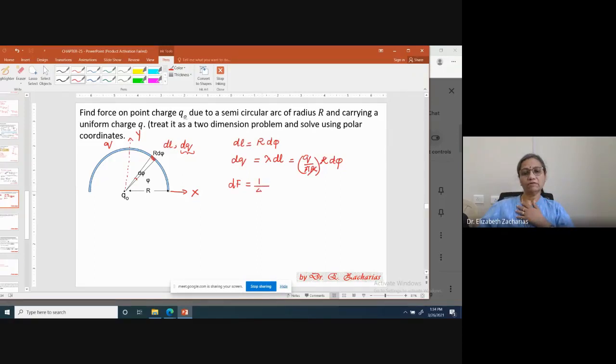1 by 4 pi epsilon naught, then Q naught dq by, what is the distance? What is the distance? R square, capital R square. I'm not writing a vector right now. I'm just writing it as a scalar. Now, if I have to show this vector, how will it be? It will look like this. And it will be repulsive because both are positive, right? It will be repulsive. Now, what do I next do?